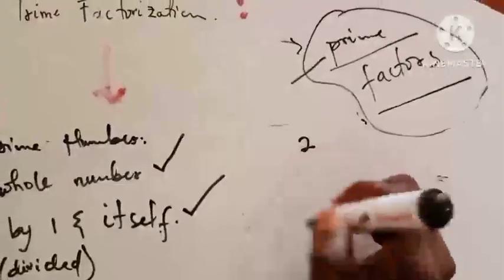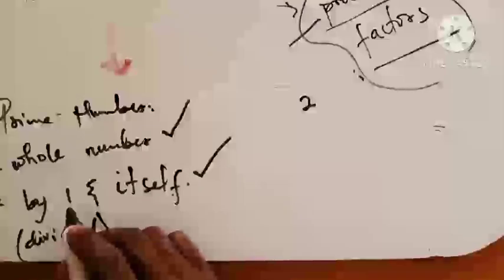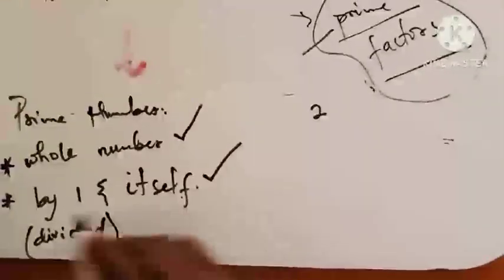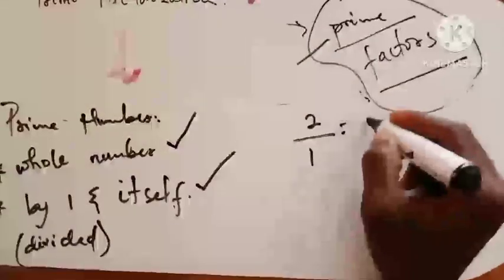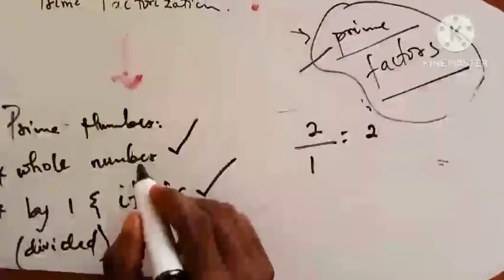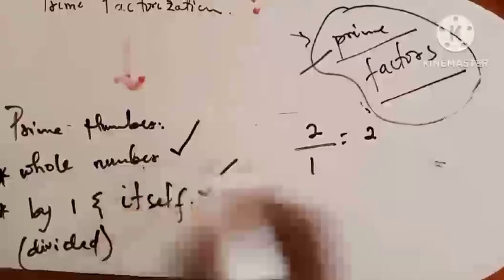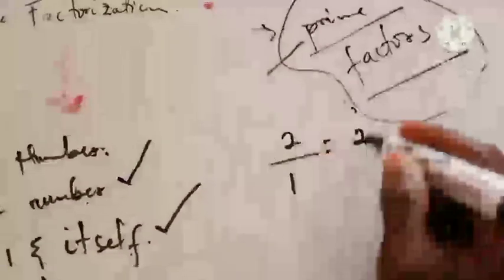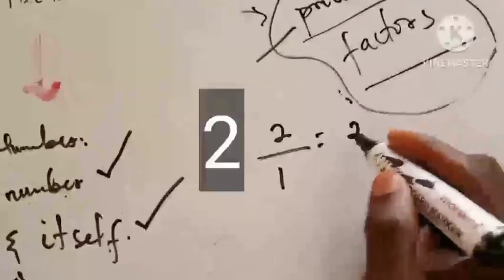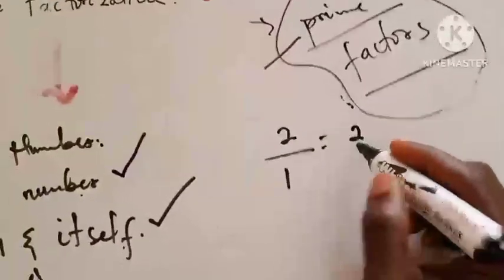To identify that, we know that you must be divisible by yourself, and then by 1, right? So if I divide 2 by 1, I'm going to have 2, which is a whole number. Is that okay? Because a prime number is a whole number. If I divide 2 by 1, I'm going to have 2. And of course, this 1 here is a whole number.